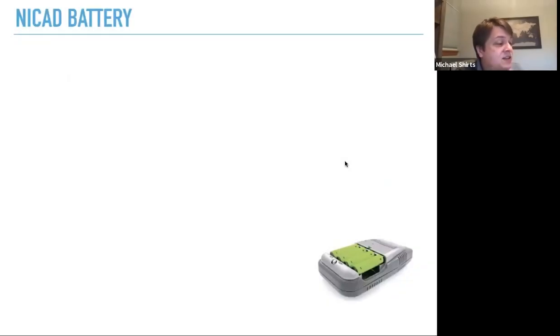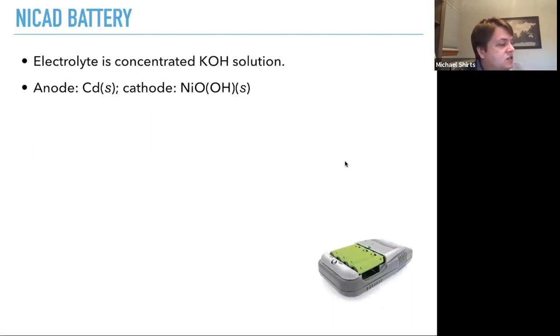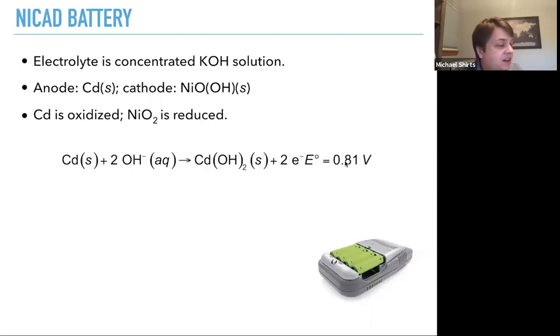NiCad batteries used to be a little more common; you see them a little bit less now. These are nickel cadmium batteries. The anode is cadmium and the cathode is nickel oxide. So the cadmium is oxidized, the nickel oxide is reduced. These are the reactions that are occurring.